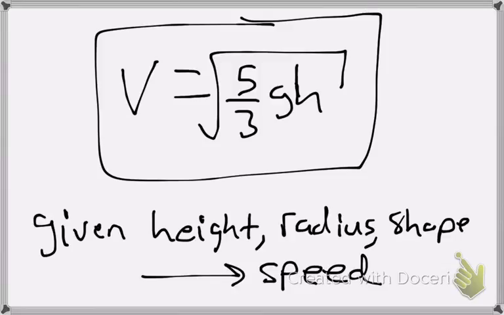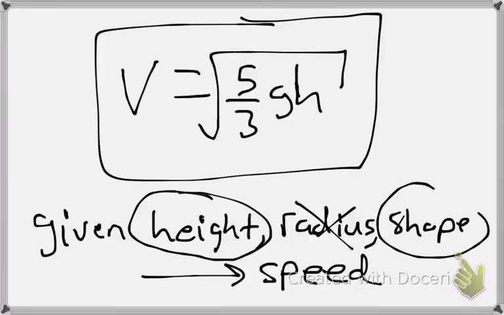We actually didn't need the radius, so actually I'm going to cross that out. But we just knew the height and the shape. So all we were given was height and we were given shape. And then we could find the speed of that object.